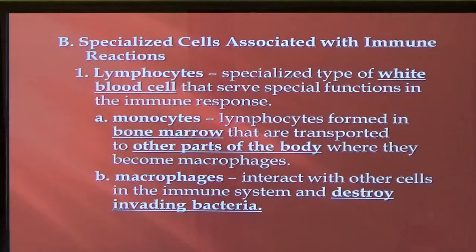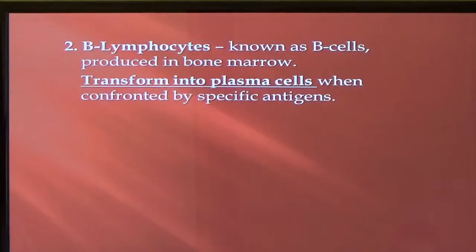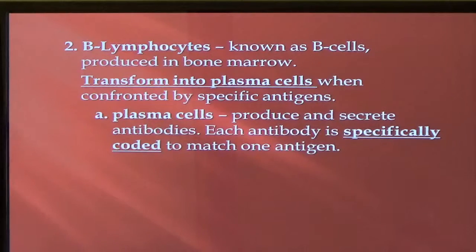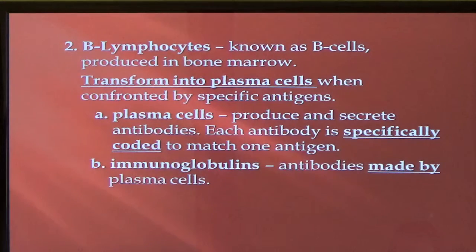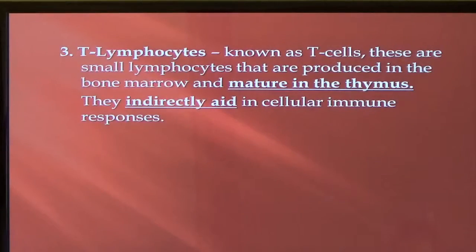Monocytes are made in the bone marrow. They interact with other cells in the immune system, and they destroy invading bacteria. The macrophages are like the vacuum cleaners. Once something is done, they go and destroy it and eat it up. B lymphocytes, known as B cells, are produced again in the bone marrow and transform into plasma cells. Plasma cells produce and secrete antibodies. Each antibody is specifically coded to match one antigen. Again, this you can read there.